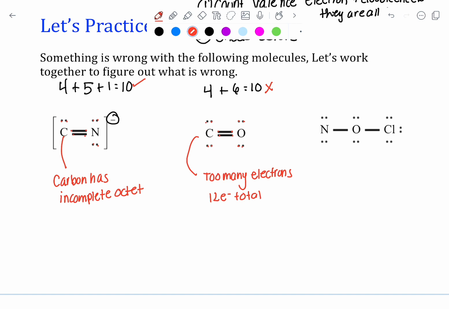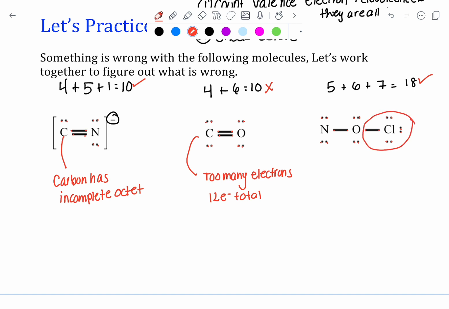Okay, let's do our next example. We have NOCl. Nitrogen contributes 5, oxygen contributes 6, and Cl contributes 7 valence electrons for a total of 18. Let's count up all of our electrons. 1, 2, 3, 4, 5, 6, 7, 8, 9, 10, 11, 12, 13, 14, 15, 16, 17, 18. All of our electrons are there. So let's just double check our octets.